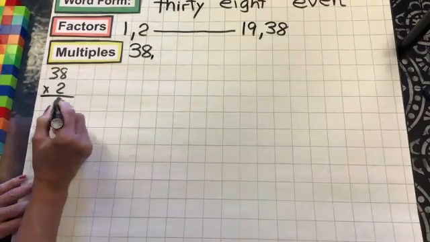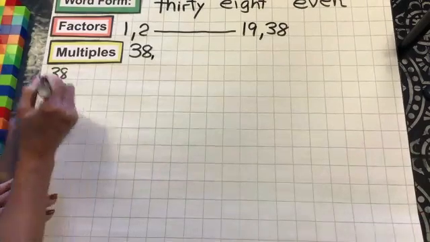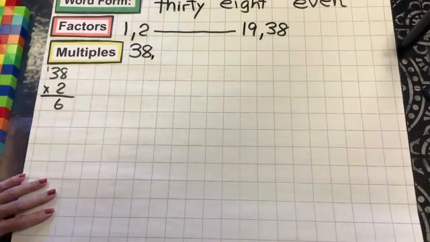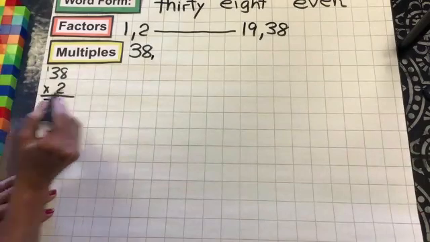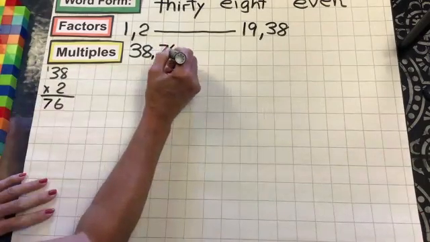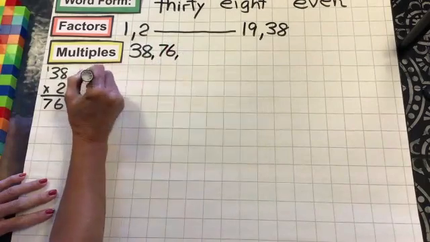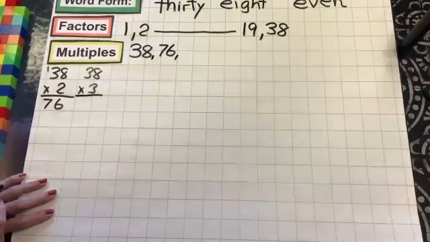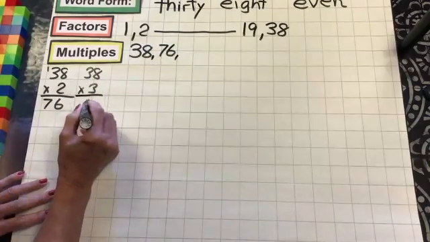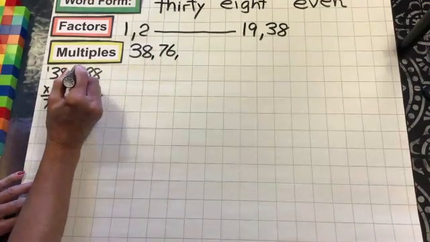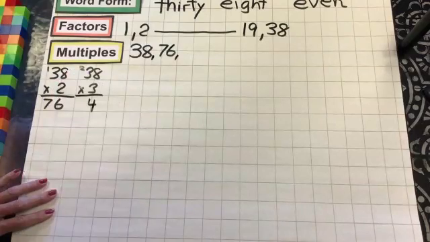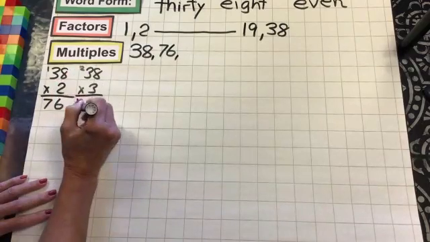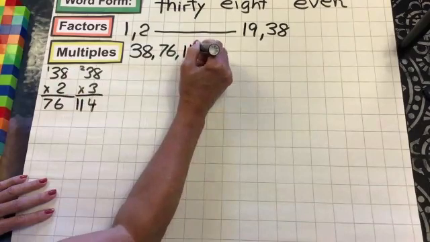2 times 8 is 16. Drop the 6, carry the 1. 2 times 3 is 6 plus 1 is 7. So 2 38s is 76. Let's do 38 times 3. 3 times 8 is 24. We drop the 4 and carry the 2. 3 times 3 is 9 plus 2 is 11. So we have 114.